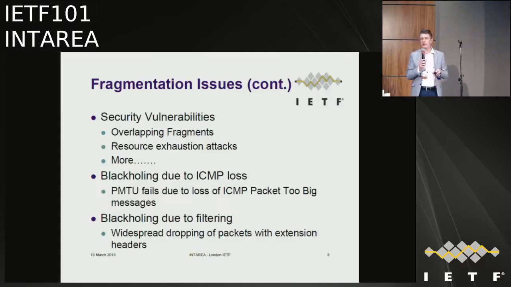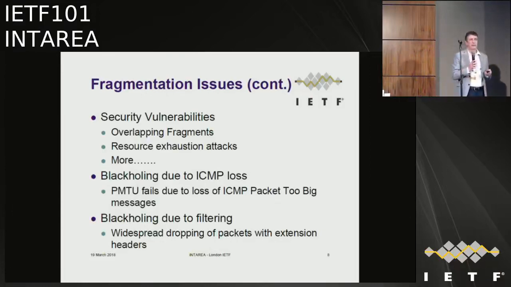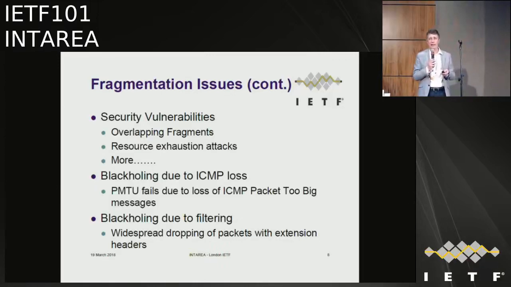PMTUD fails when you're losing ICMP packets. ICMP packets can be lost for bunches of reasons. One is because network operators are filtering them. They shouldn't. There's an RFC that says they shouldn't. Another is just plain old packet loss or rate limiting. Those things happen, but they're not insurmountable problems. There is at least one insurmountable problem, and it has to do with Anycast.